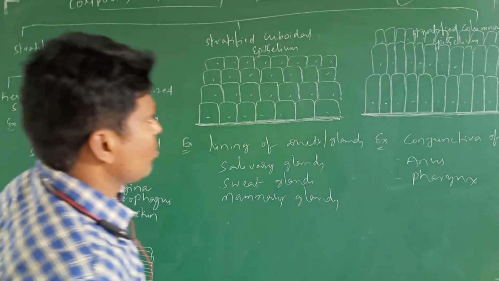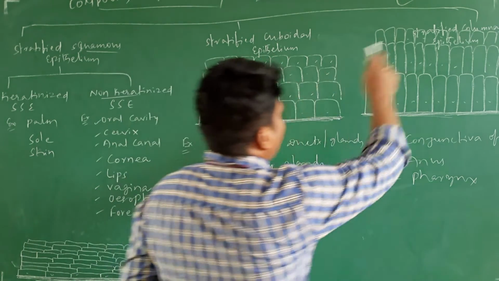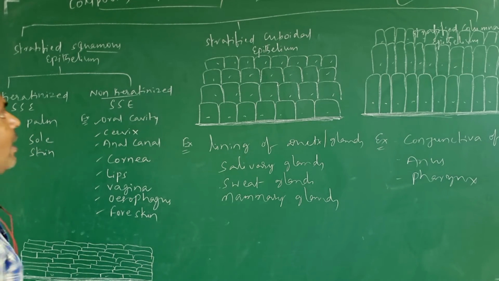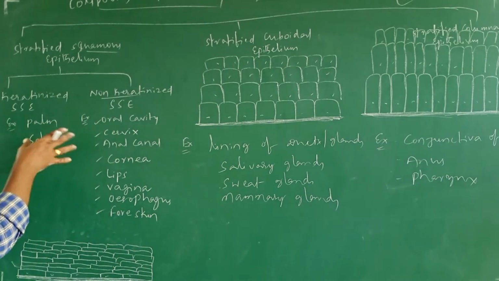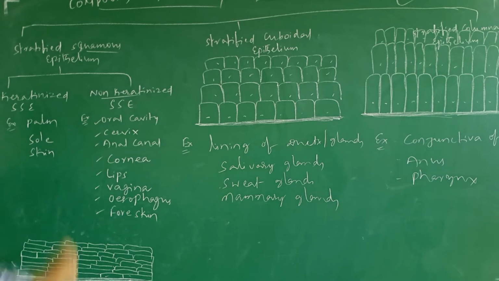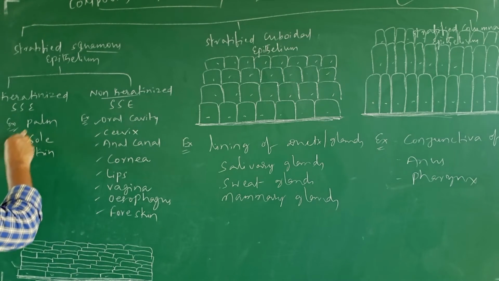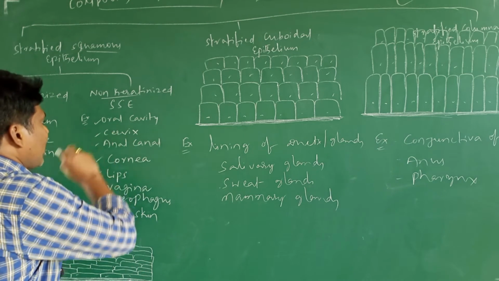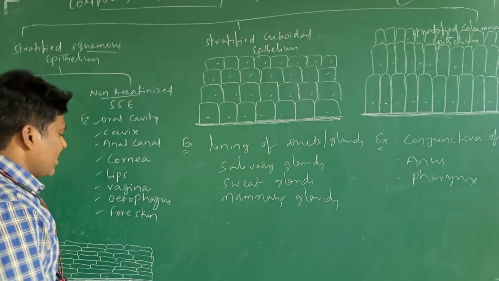So these are the examples which come under compound epithelium, also known as stratified epithelium, because of the presence of multiple layers. It is differentiated into stratified squamous, stratified cuboidal, and stratified columnar epithelium. Stratified squamous epithelium is differentiated based on the presence or absence of keratin: keratinized and non-keratinized. Examples for keratinized: palm, sole, skin. Non-keratinized: oral cavity, cervix, anal canal, cornea, lips, vagina, esophagus, foreskin.